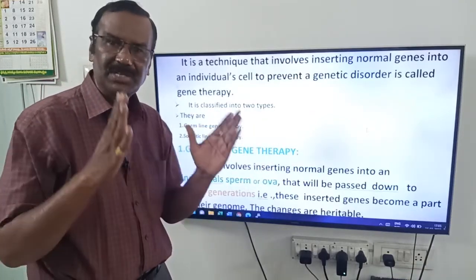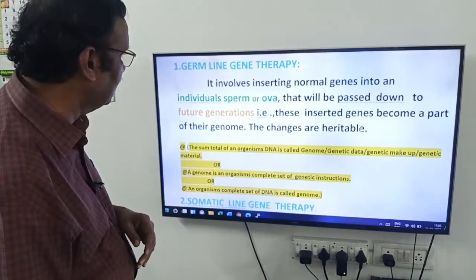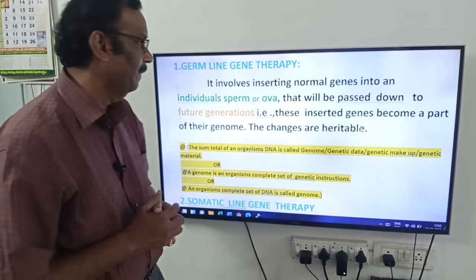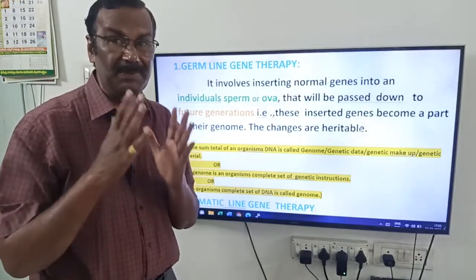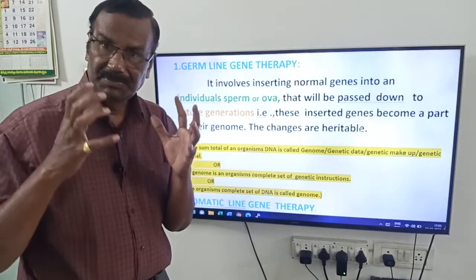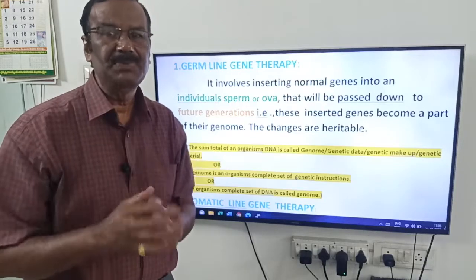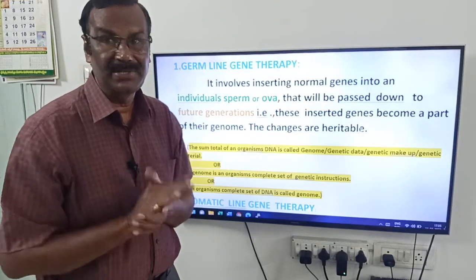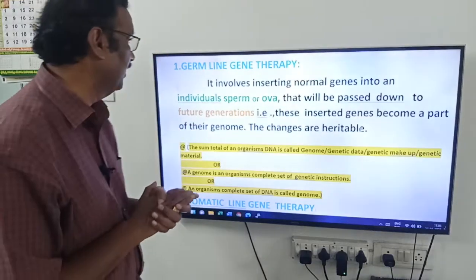Okay, friends, now see one by one. First we go to germline gene therapy, friends. Here you should know what germ means. Germline, germplasm means what, friends? The cytoplasm or the plasm present in the ova or sperms and the reproductive cells. You have to remember it, friends. Germ means here not microorganism, friends. Now come to here, friends.